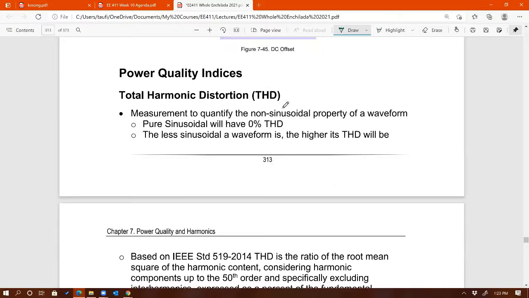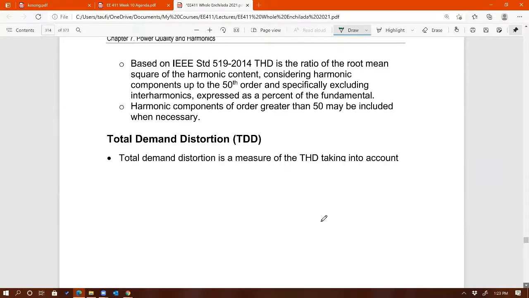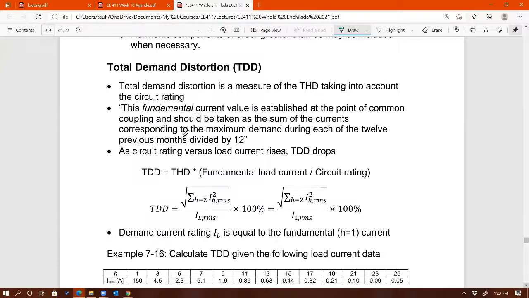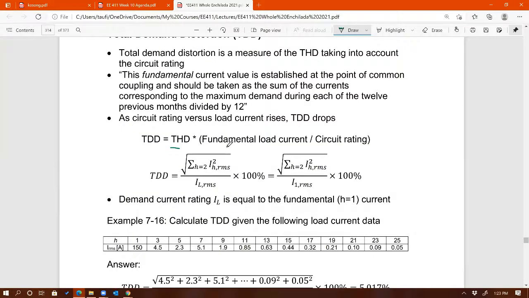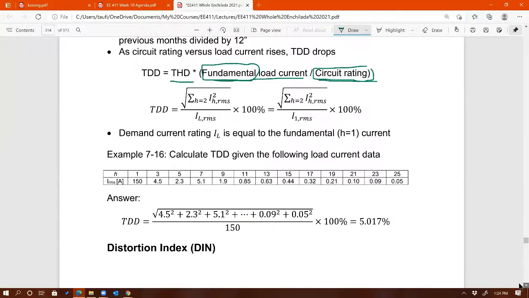Indices, we have THD, right? We already know what THD is. And remember TDD, right? Total demand distortion. Total demand distortion is equal to THD times fundamental load current divided by circuit rating, right? So fundamental component divided by the rating of the load. Okay, so that's the difference between total demand distortion and THD, right? You have to multiply THD by fundamental load current divided by circuit rating.